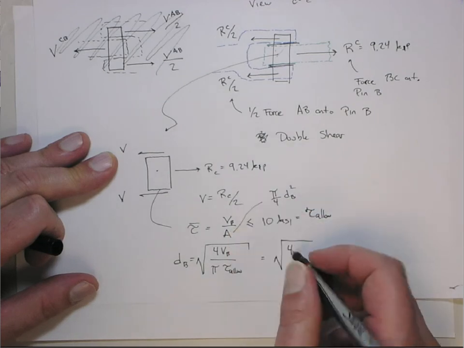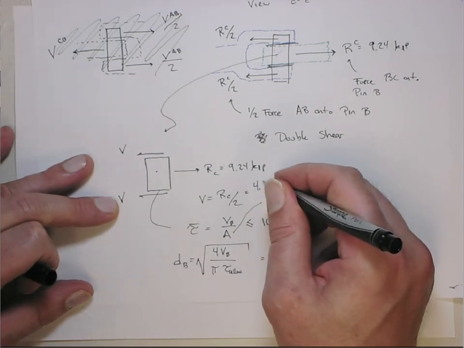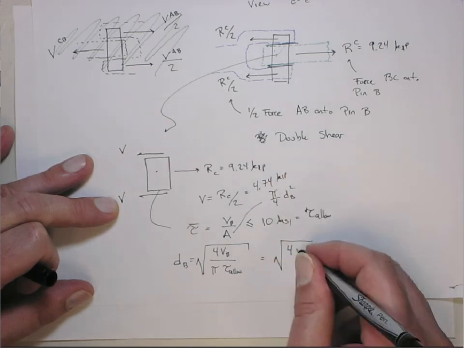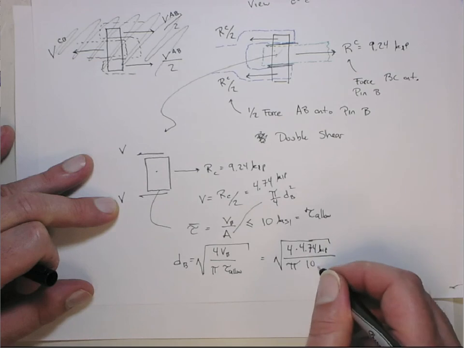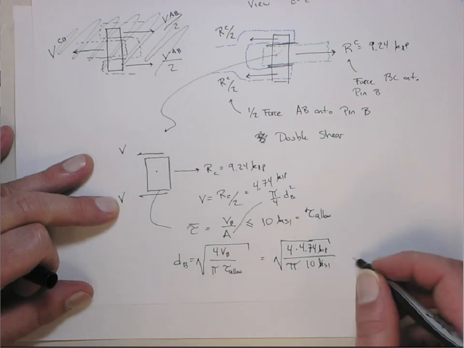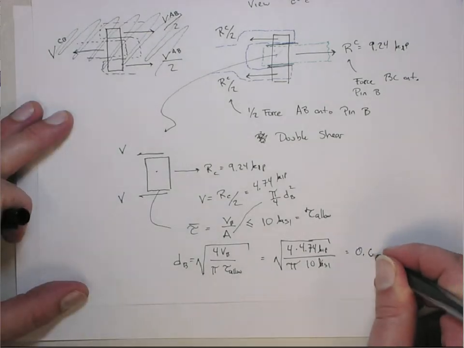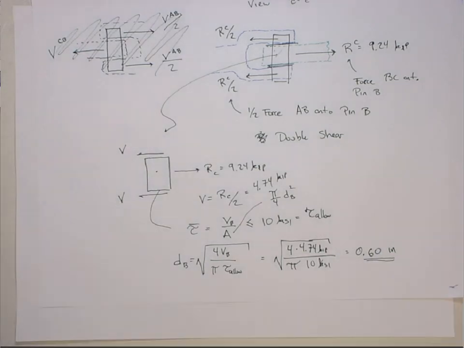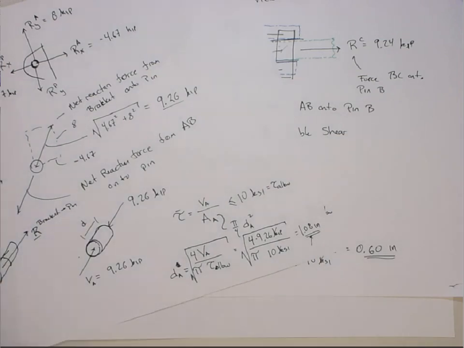So that is 4 times the reaction force V, which is half of this, 4.74 kips, over pi, and then the tau allowable is the 10 ksi. Again, the 10 to the third terms drop out, pounds drop out, I get inches squared, take the square root, and that becomes inches. So 4.74 times 3.14156, divided by 10, gives me 0.60 inches. That is less than the 1.08 inches for pin A. So in fact, pin A's diameter is the limiting diameter, so it should be 1.08.